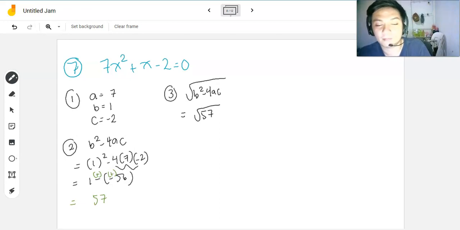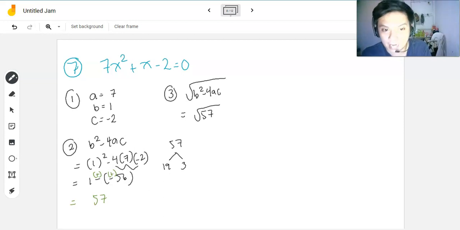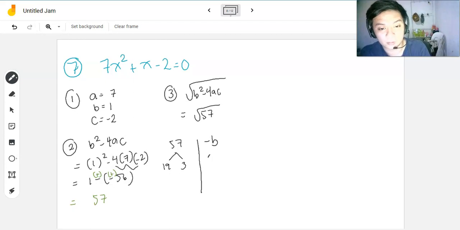May perfect square factor ba ang 57? Kasi ang 57, yan ay equal sa 19 times 3. And both of these are prime numbers. Meaning kapag nag-factor 3 tayo, 19 and 1, tapos 3 and 1 lang din makukuha natin. So, 1 lang ang perfect square factor ng 57. So, ibig sabihin, ang square root ng 57 is as is kapag sinulat natin ang kanyang simplest form. And then, isunod din natin ang negative of b and then 2a. So, ano ang negative of b? Negative 1. 2a is 2 times 7, therefore 14.